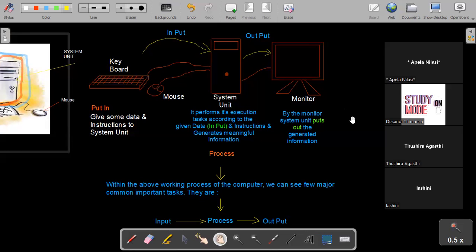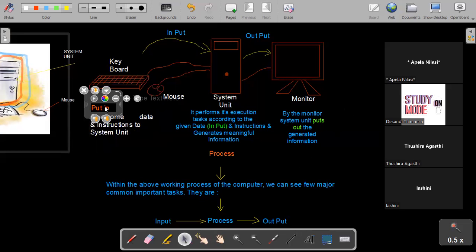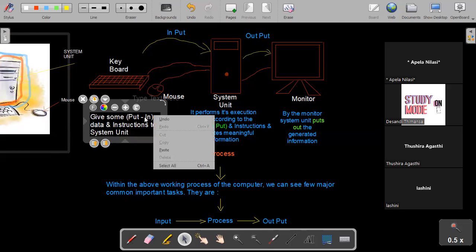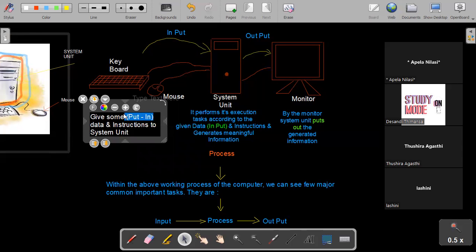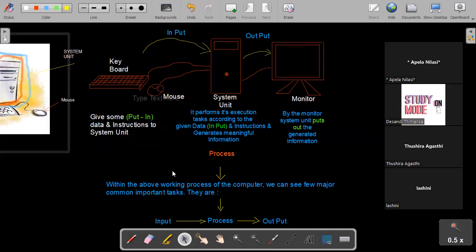Right. Now what you all have to do is draw down this like this, and keep a little space for the give some data part. Okay. Now you all can draw down this. Okay, do it.